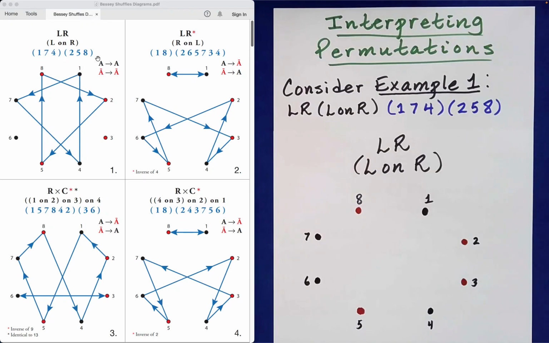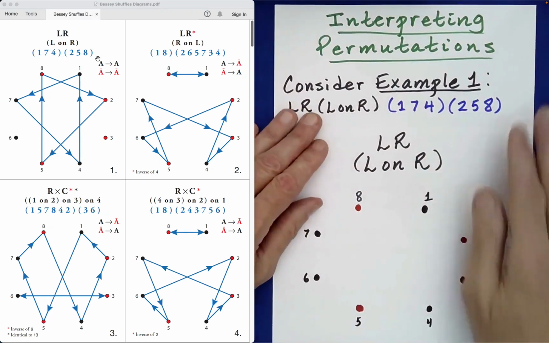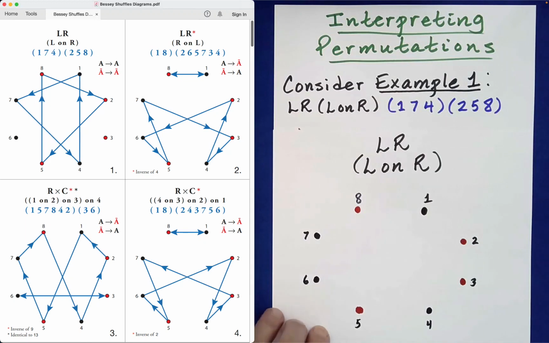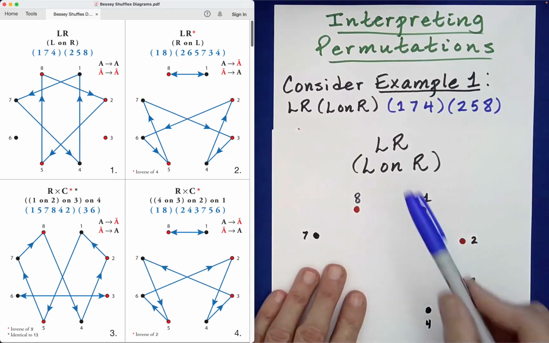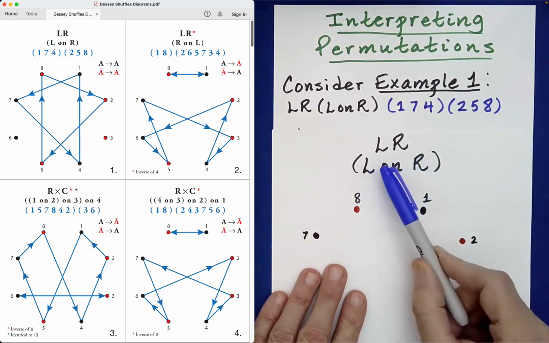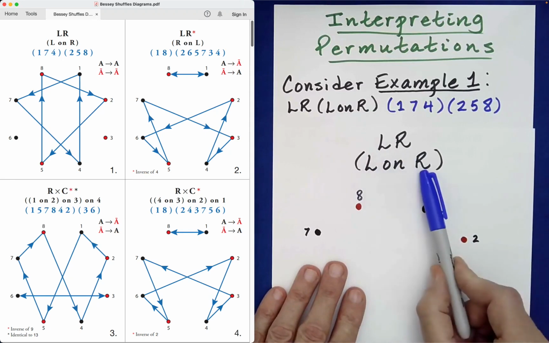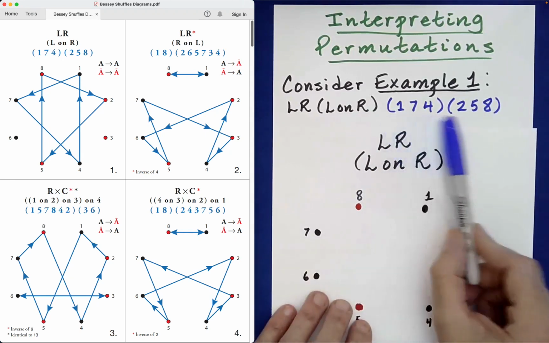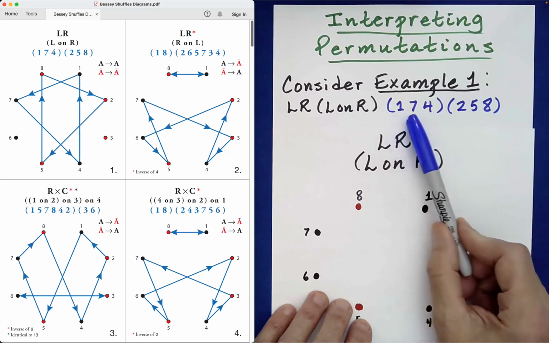So what I thought we would do is go ahead and draw by hand the first shuffle diagram on the top left up over here. We'll do just one of these by hand just so you can see how it's constructed. Okay, so for this shuffle, the left-right shuffle, on which we stack the left pile on top of the right, as just illustrated, leads to the following permutation.